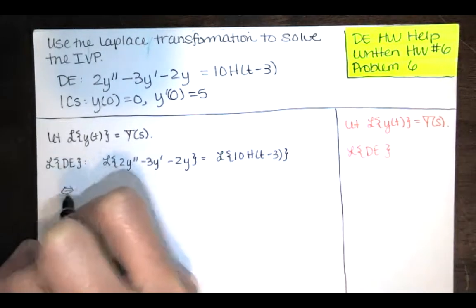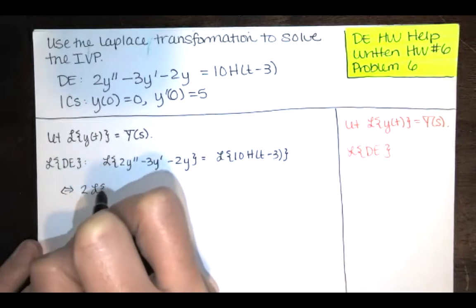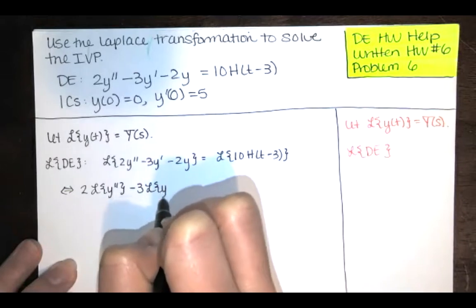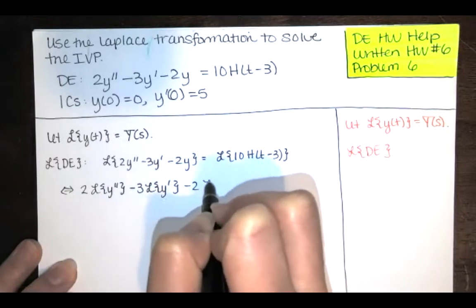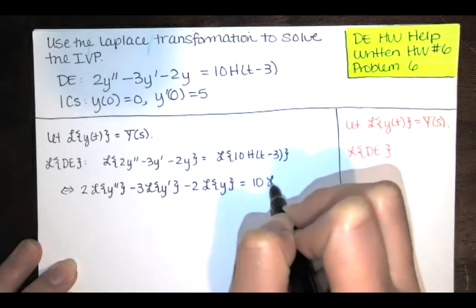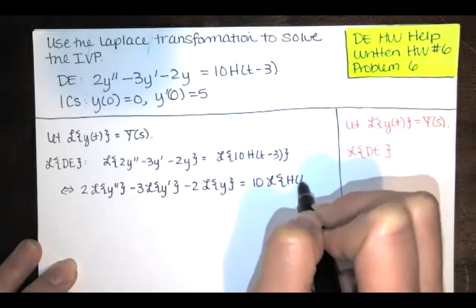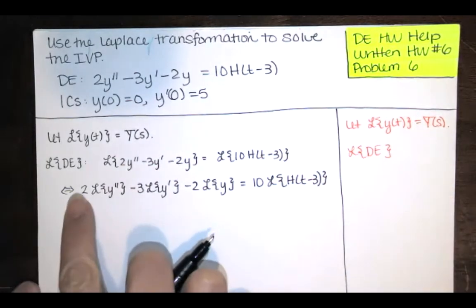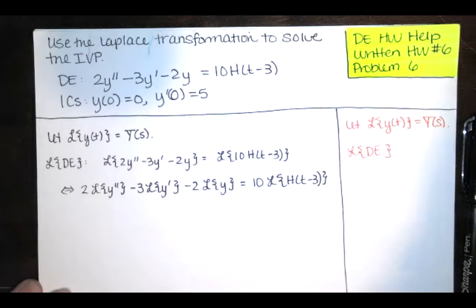So that means we're going to have 2 times the Laplace transform of y double prime minus 3 times the Laplace transform of y prime minus 2 times the Laplace transform of y equals 10 times the Laplace transform of the Heaviside function at t minus 3. Well, we have a rule for the Laplace transform of a derivative.